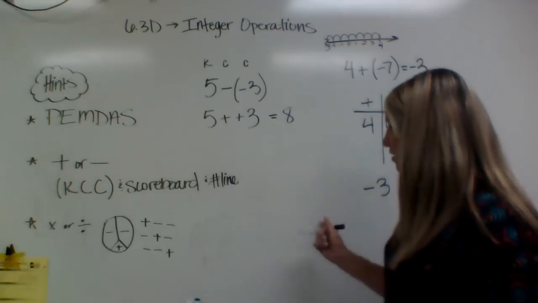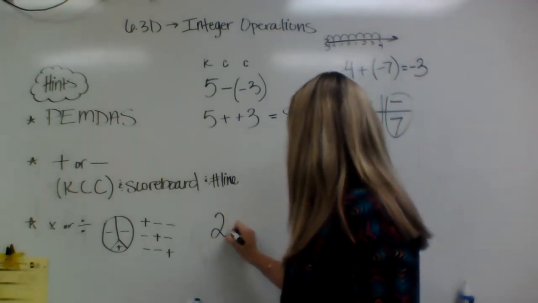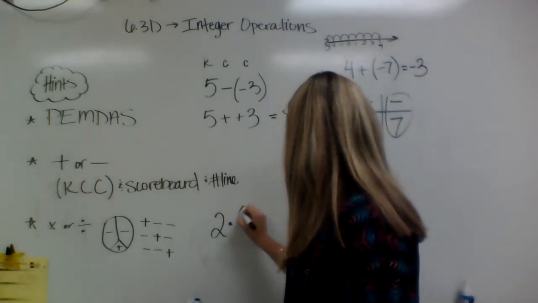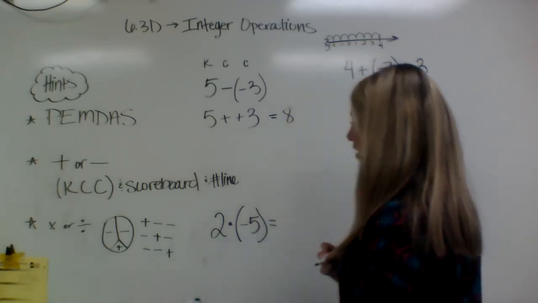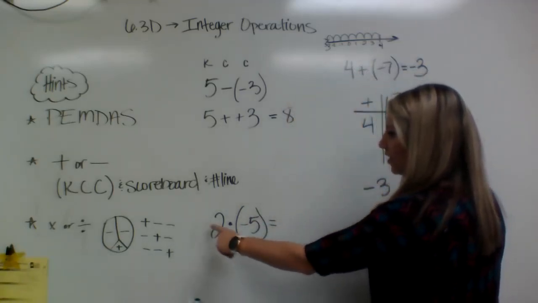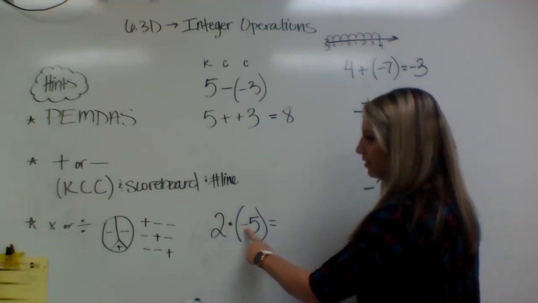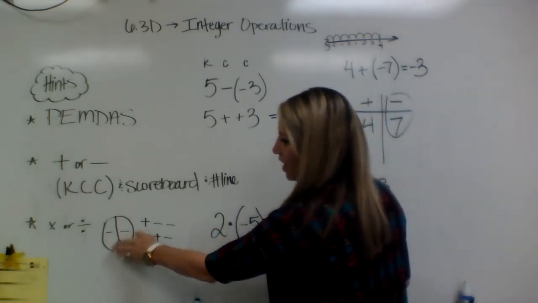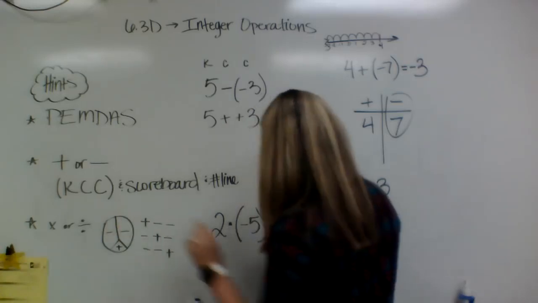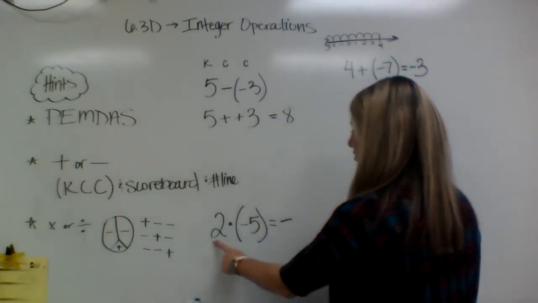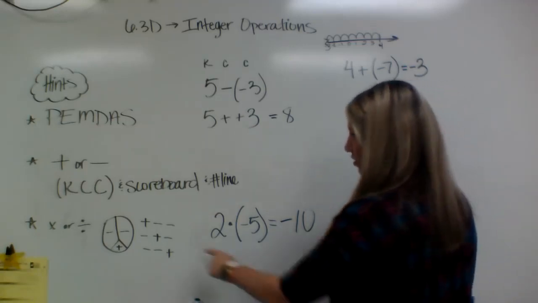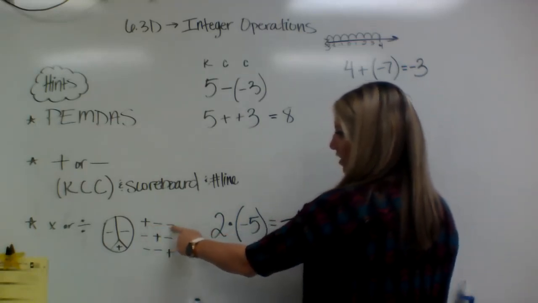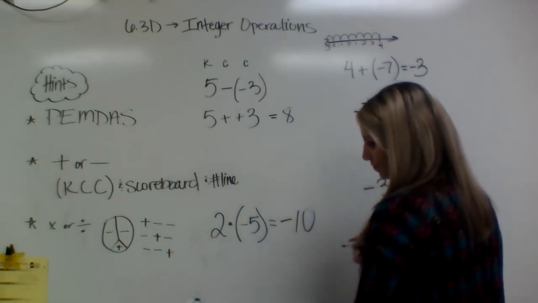Let's say we have 2 times a -5. We have a positive and a negative, so my answer is going to be negative. And 2 times 5 is 10, so the answer will be -10. You can also look at here, we have a positive, negative, so it's going to equal negative.